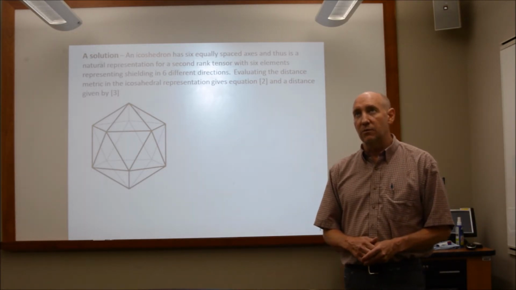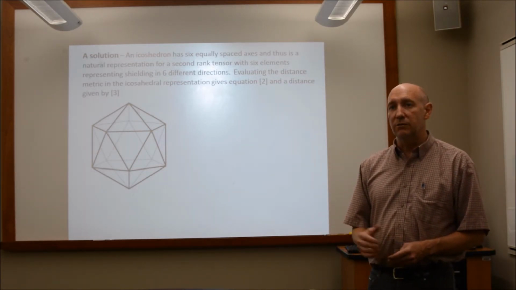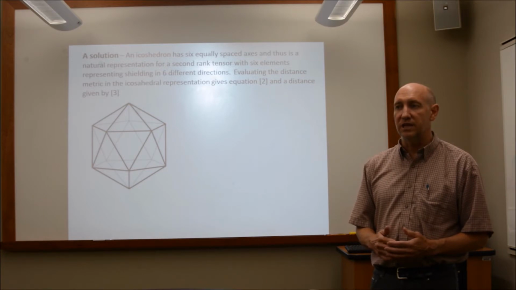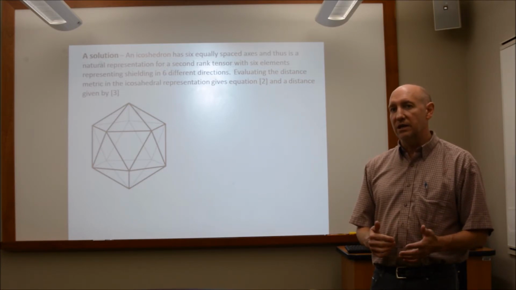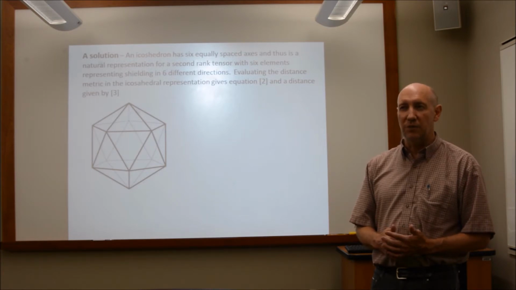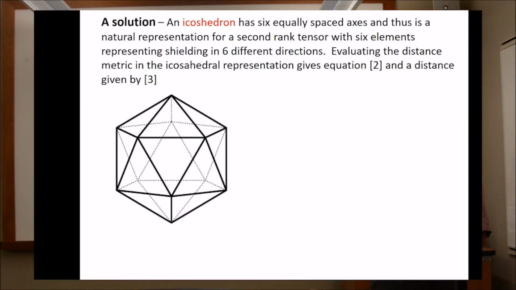Well, if we say that the chemical shift tensor represents the shift in 6 different orientations of space that are equally spaced from each other, one of the ideas is we can say, well, is there a shape that actually has 6 unique axes that are equally spaced? And the icosahedron is such a shape. It has 6 equally spaced axes, so it naturally is a representation for a second-rank tensor. So we can think of evaluating distances and getting the distance metric for an icosahedral space.